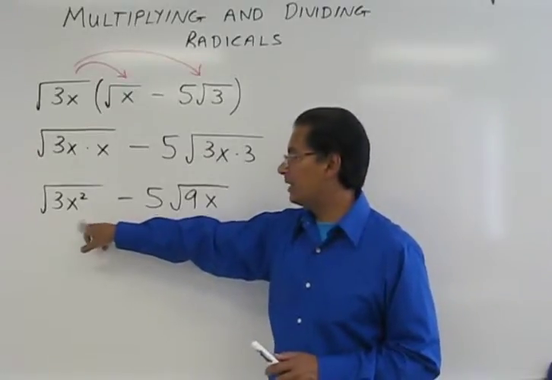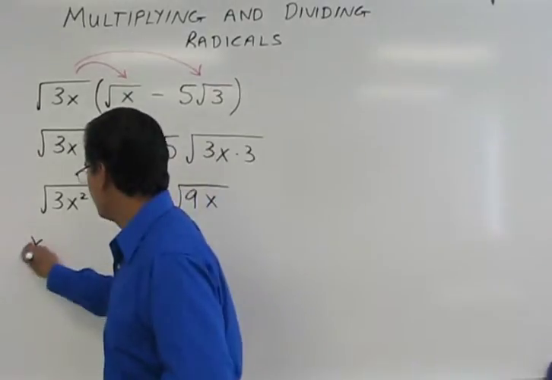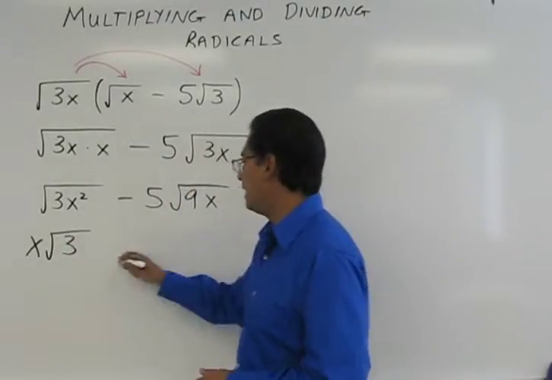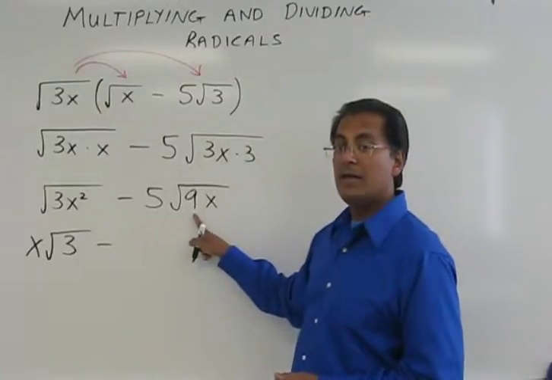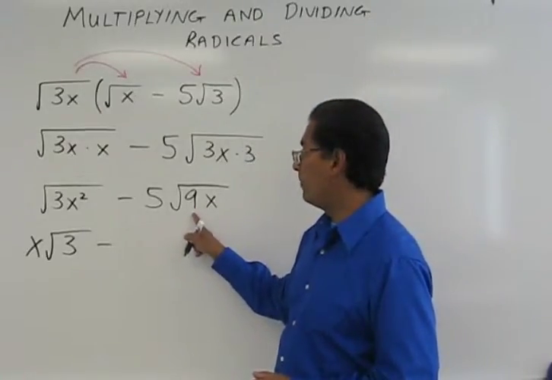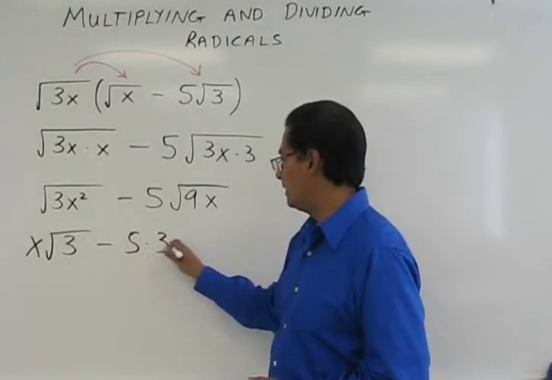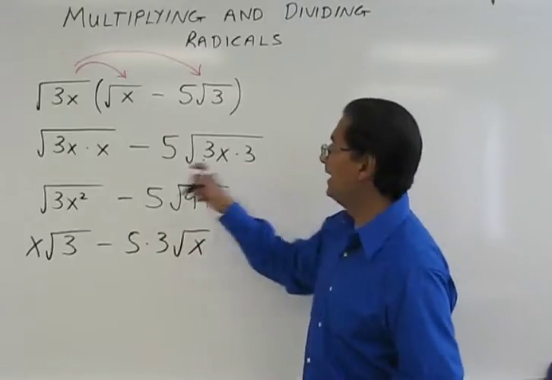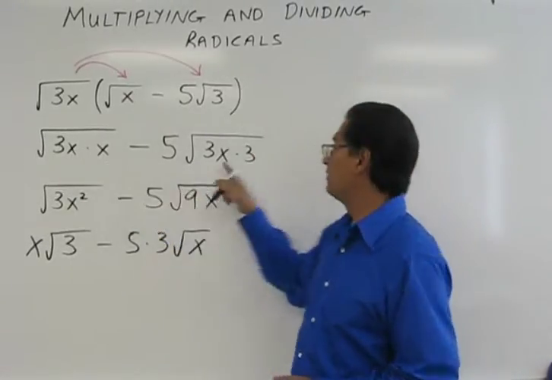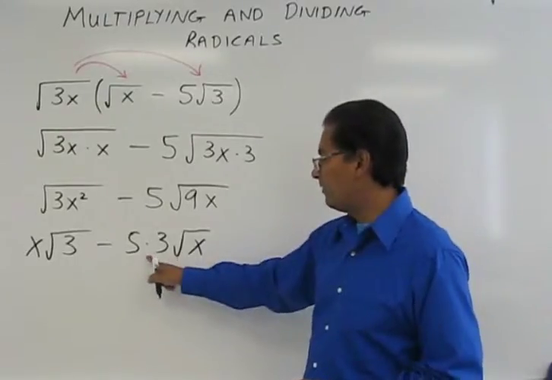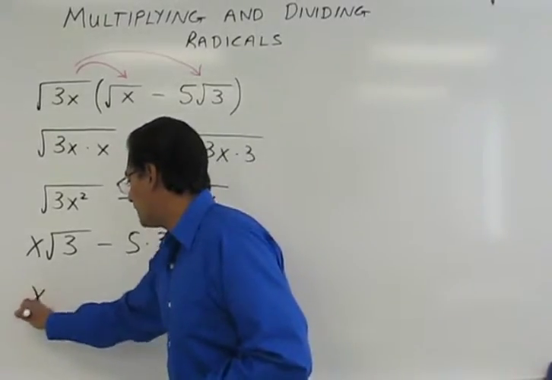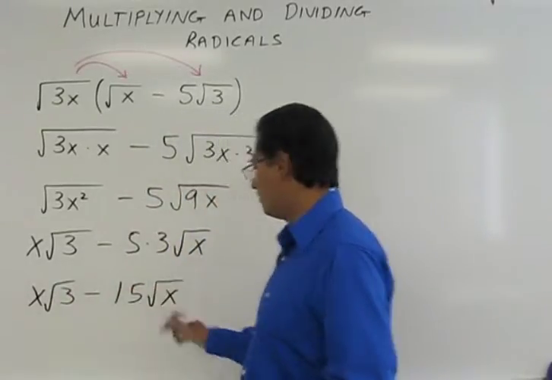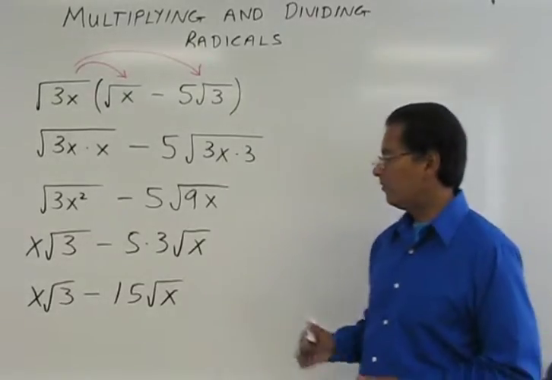So we can actually pull an x out of here to have x times root 3, because the square root of x squared is x, minus 5. The square root of 9 is 3, so we pull the 3 out: 5 times 3 root x. We could have seen that here, actually. We see we have x times x and 3 times 3. And so finally 5 times 3 is 15, so we'll have x root 3 minus 15 root x. And that's our final answer.